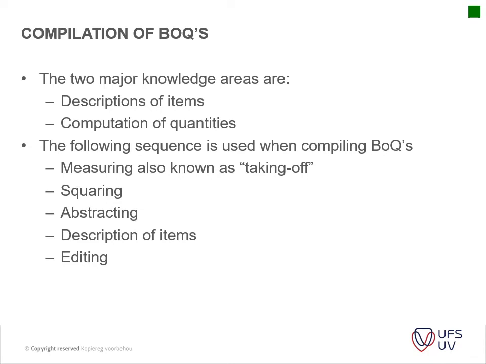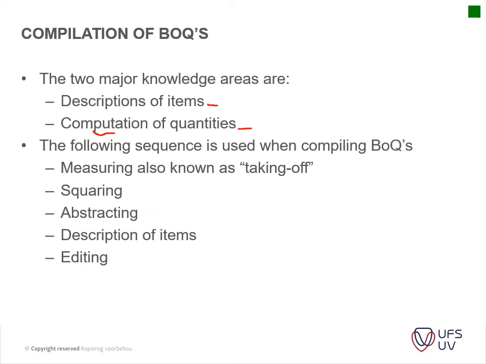Then we get to compilation of BOQs. Two major knowledge areas are required. You have your description of items, which you saw there in the bill of quantities, and then your computation of your quantities. So a quantity surveyor should be able to describe an item very well. He has to be able to word it very well, and then obviously he has to be able to compute or quantify that amount.